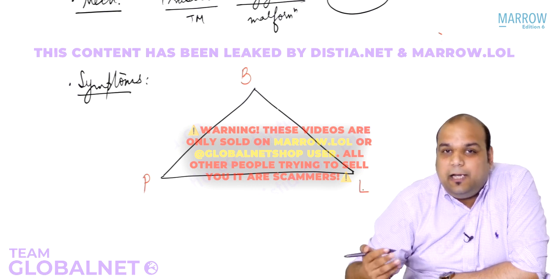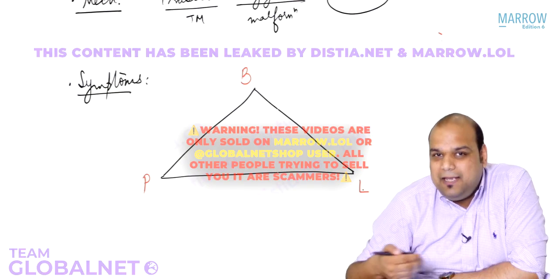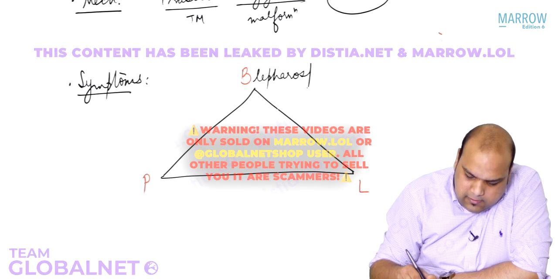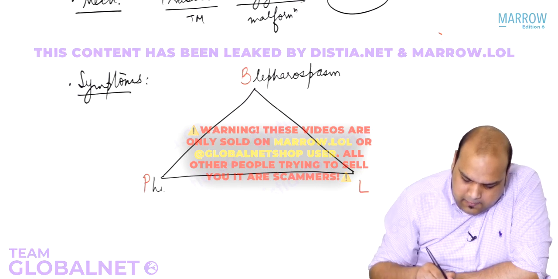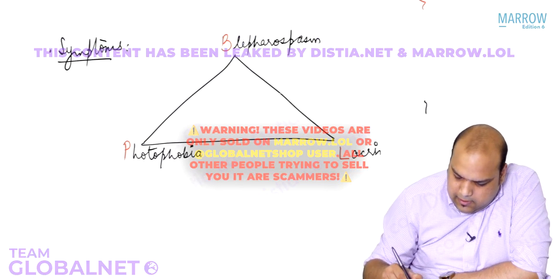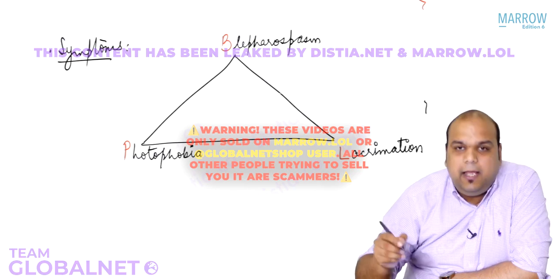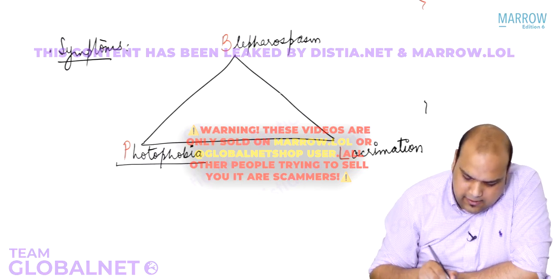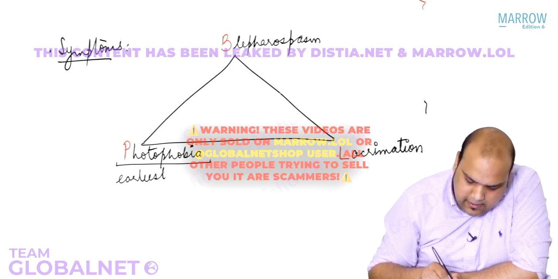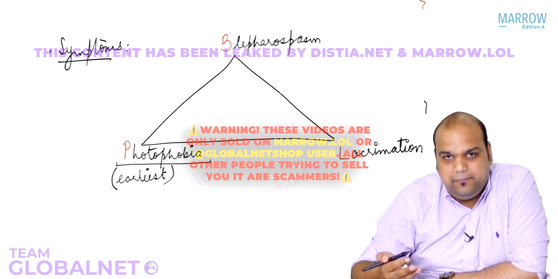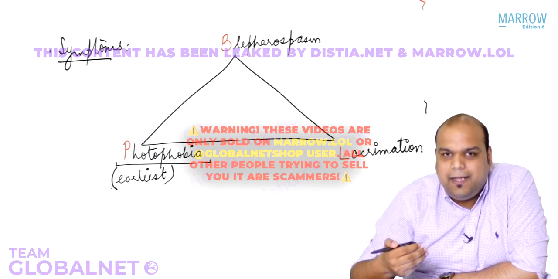BPL. BPL is an electronics company, everybody, or below poverty line, BPL. Okay. B for blepharospasm. P for photophobia. And L for lacrimation. L for lacrimation. Okay. Photophobia is generally accepted to be the earliest symptom that the child will present with. Okay. Done. Blepharospasm, photophobia, lacrimation.